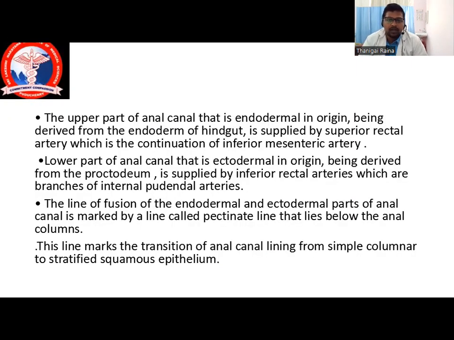The upper part of the anal canal is of endodermal origin, being derived from the endoderm of the hindgut, and it is supplied by the superior rectal artery, which is the continuation of the inferior mesenteric artery. The lower part of the anal canal is ectodermal in origin, being derived from the proctodeum, and it is supplied by the inferior rectal arteries, which are branches of the internal pudendal arteries. The line of fusion of the endodermal and ectodermal parts of the anal canal is marked by the pectinate line that lies below the anal columns. This line marks the transition of the anal canal lining from simple columnar to stratified epithelium.